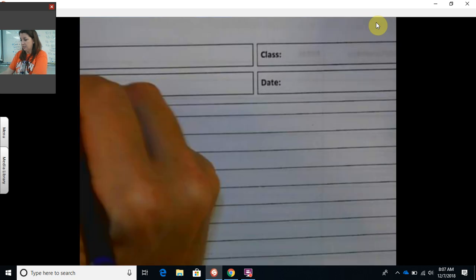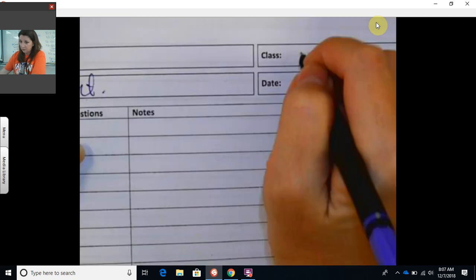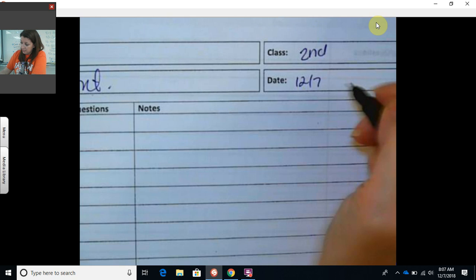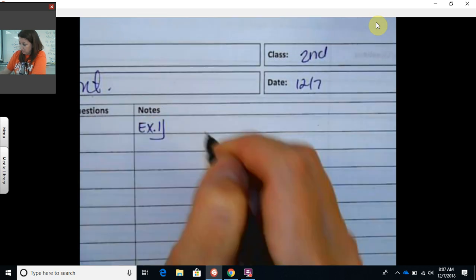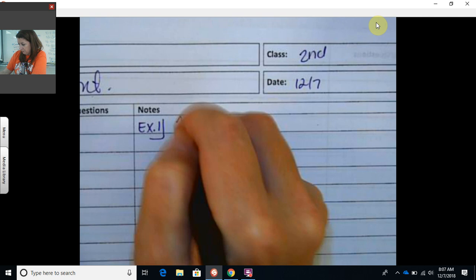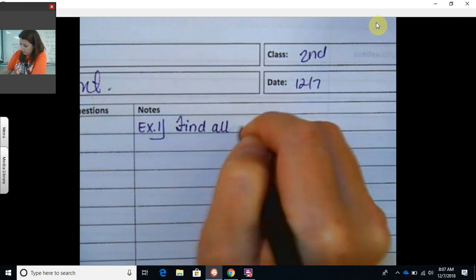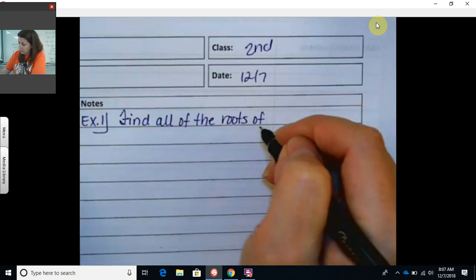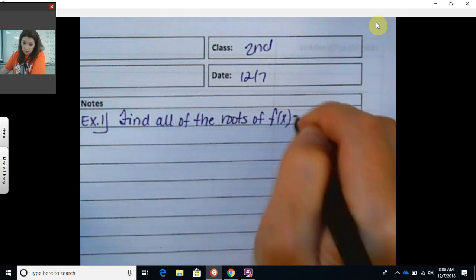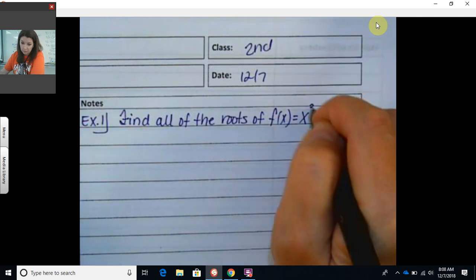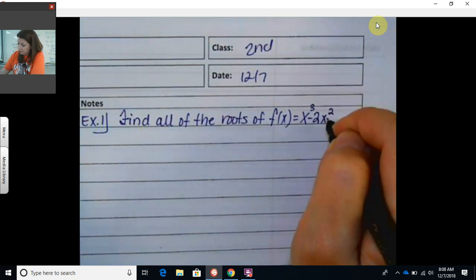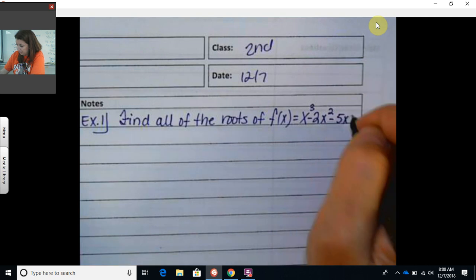I'm not going to relabel the top. I'm just going to put continued because it's the same notes. Okay. Example 1. Find all solutions, or I'm going to say roots. Find all of the roots of f of x equals x cubed minus 2x squared minus 5x plus 6.